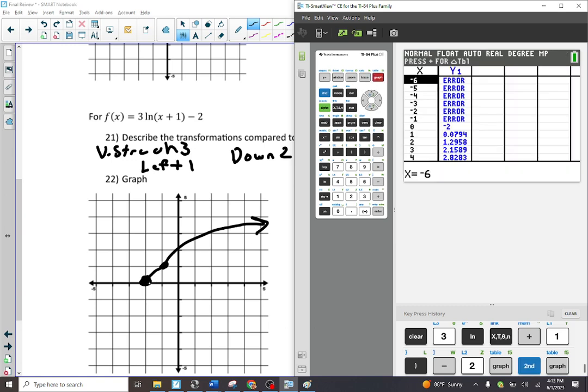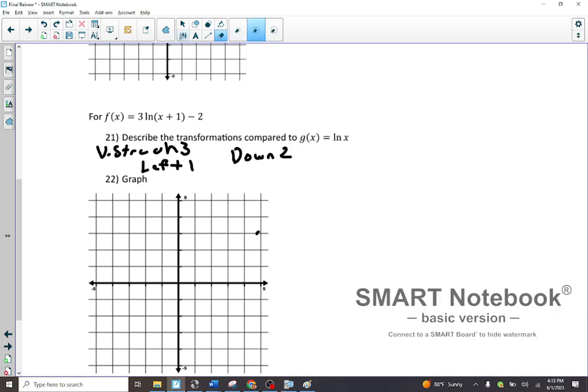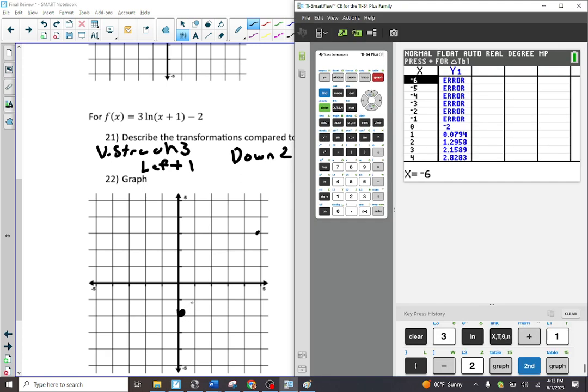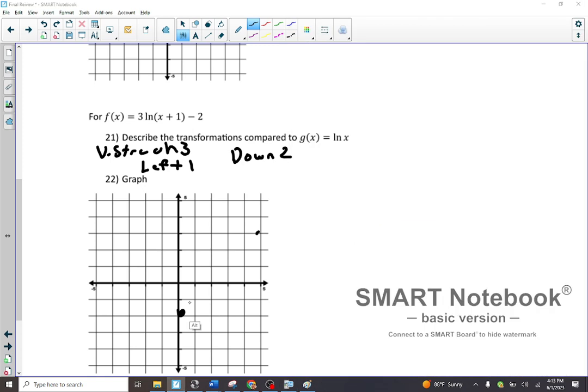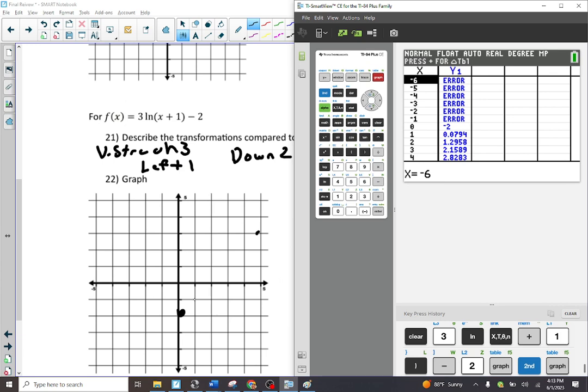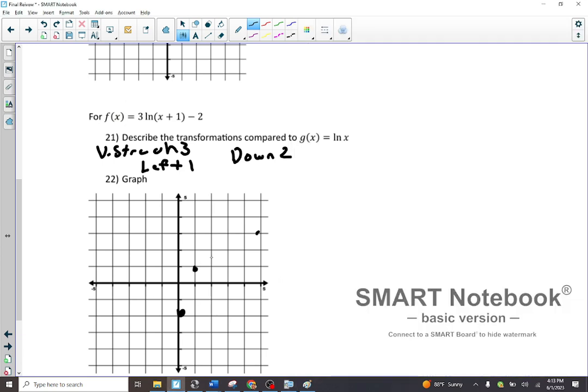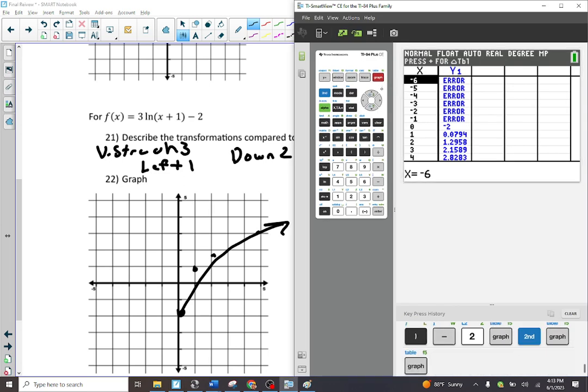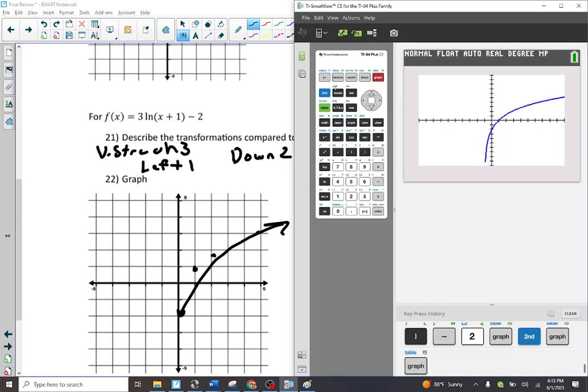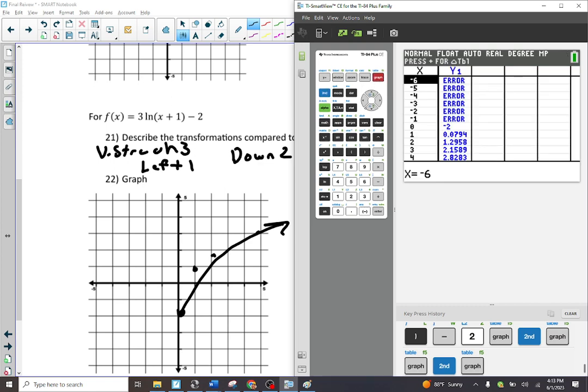0, comma, -2. Oh, I reversed the situation. Yeah, I messed up. Okay, even I make mistakes. Go figure. 0, comma, -2. 1, comma, a little bit like this. Something like this. Wait, what is that error? That's interesting.